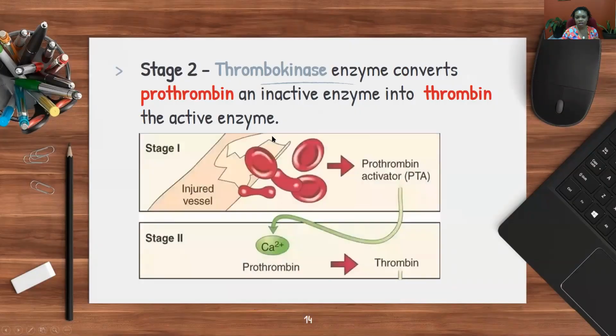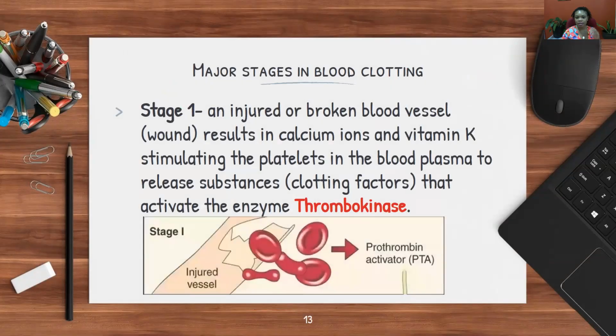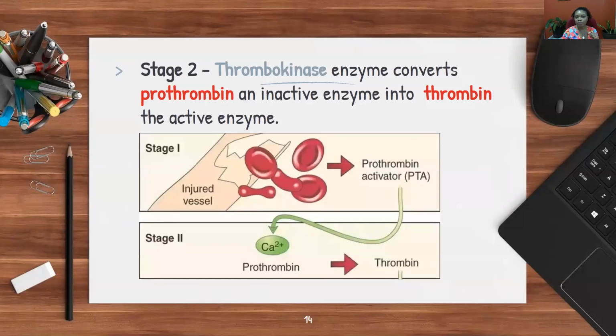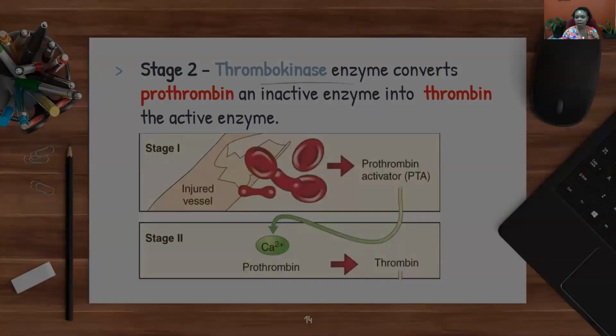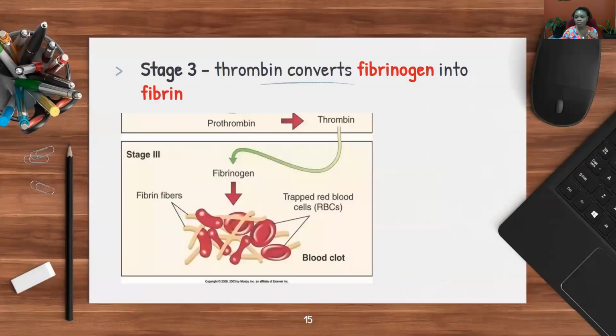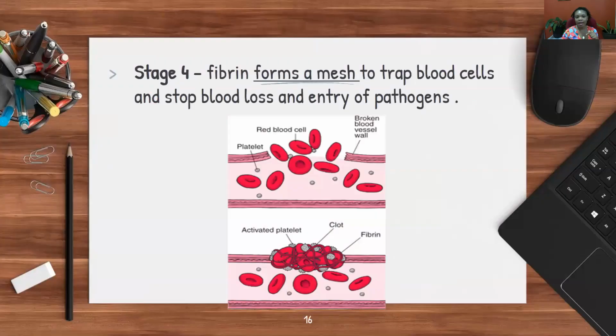First stage, you have thrombokinase, right, being activated by the clotting factors in the blood. Then you have prothrombin being converted into thrombin. Then you have fibrinogen being converted into fibrin. And then you have fibrin forming the mesh, which acts as nature's band-aid.